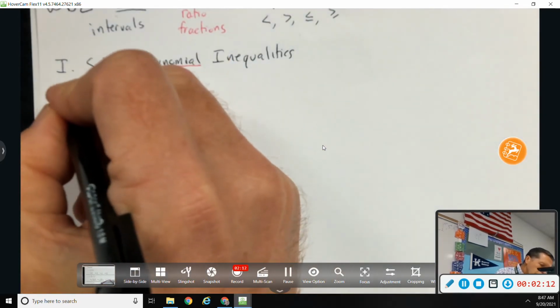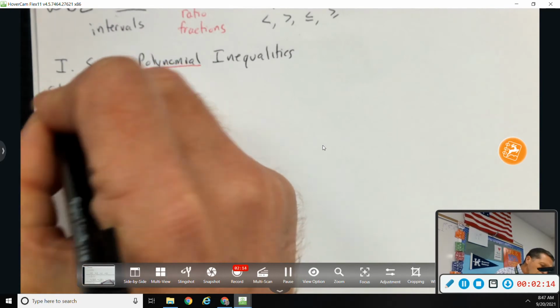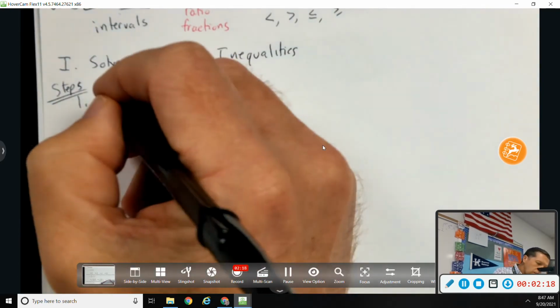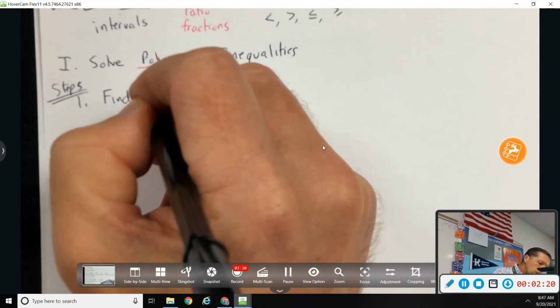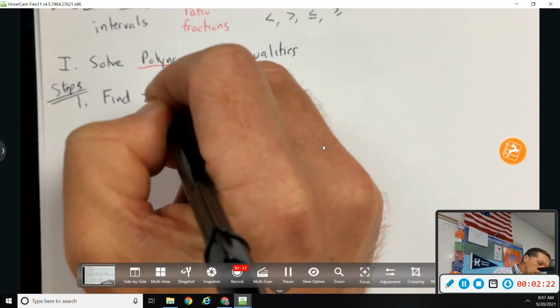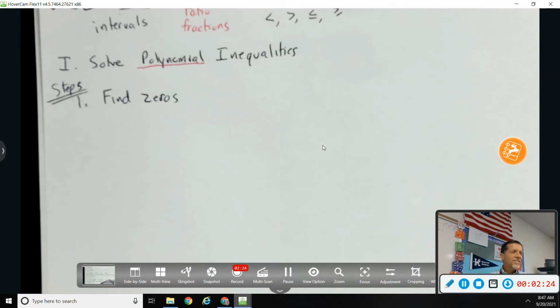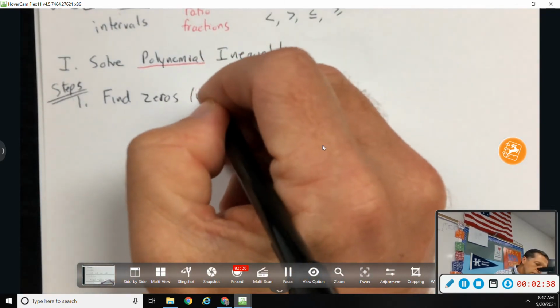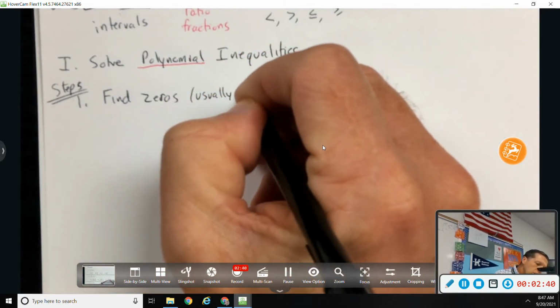Let's list some steps first. Kind of guide our process here. Steps. Let's find the zeros. Right, that was that whole last test, finding zeros by either synthetic dividing or by factoring or quadratic formula. Most of the ones today, in fact all the ones today, are going to be factoring because that's the quicker, easier way to go. So find the zeros, usually by factoring.